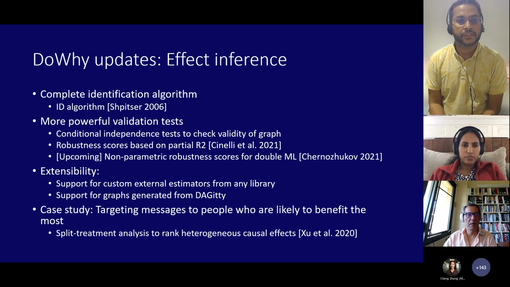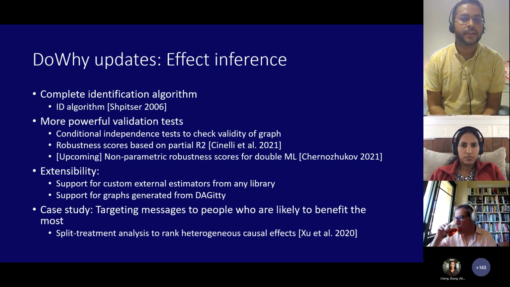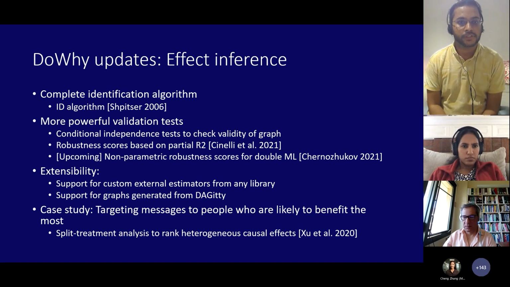So we've added conditional independence tests, which can check the validity of an assumed graph. And we're also adding more sensitivity analyses based on some recent work, which has shown that you can use partial R squares, which are very interpretable parameters, to interpret the effect of an unobserved confounder on your analysis. And we also have an upcoming implementation of the same idea, but for non-parametric models as well, such as double machine learning, which is a nonlinear model.